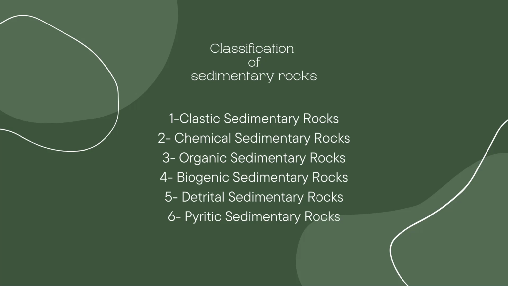Pyritic sedimentary rocks. These rocks are formed from the accumulation of iron and sulfur in sediments, such as ironstone and pyrite. Plutonic sedimentary rocks. These rocks are formed from the accumulation of magma that has solidified beneath the Earth's surface, such as tuff and volcanic breccia.